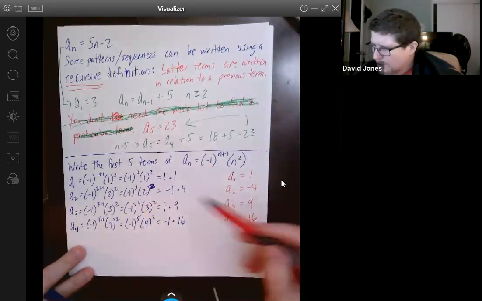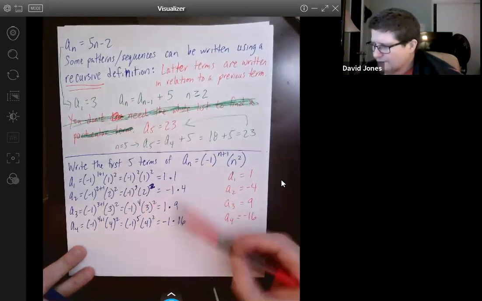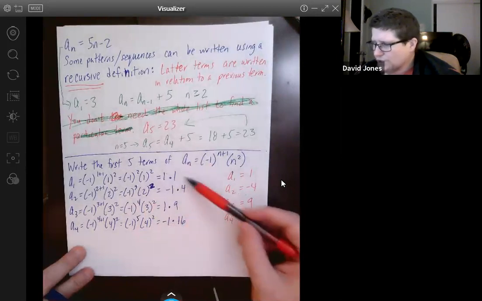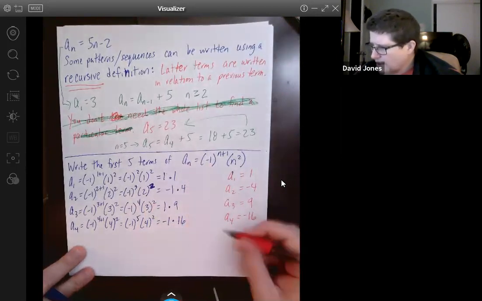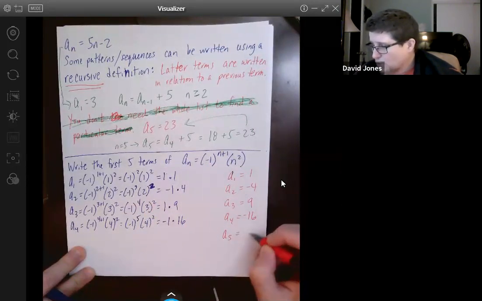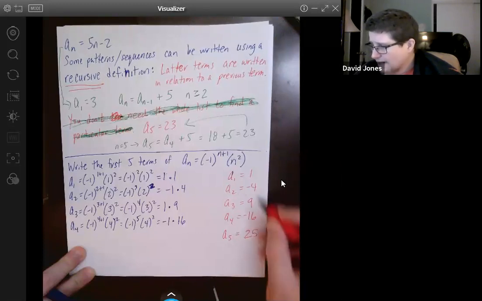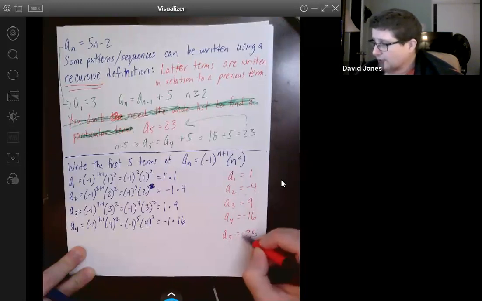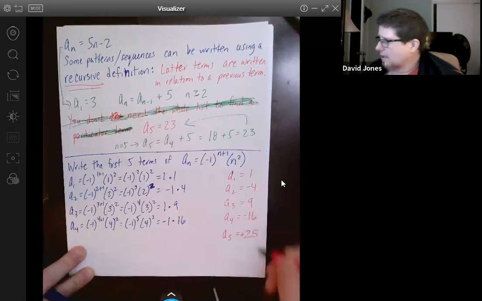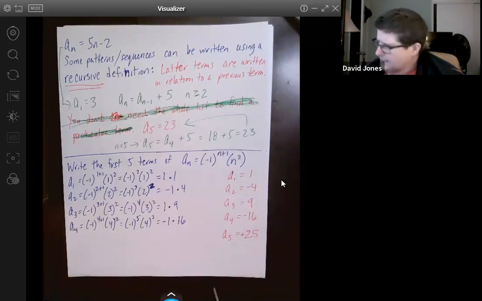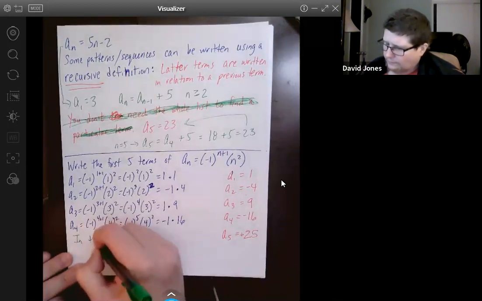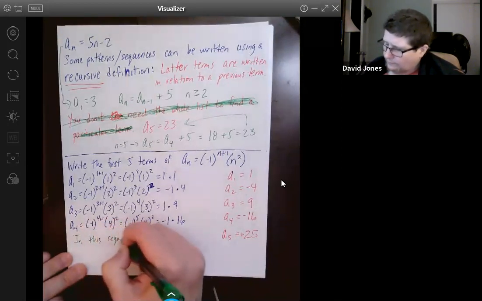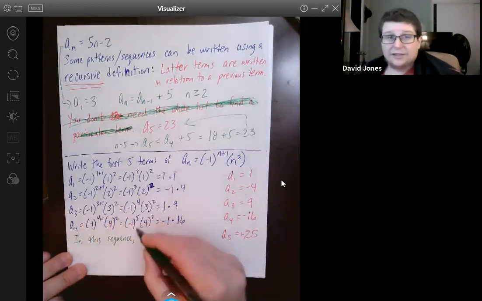And you'll see the sign changes, positive, negative, and we're just doing the next squared number. So we're doing n squared. N squared would be 25, and the next sign would be positive. So in this sequence, the signs alternated, right?